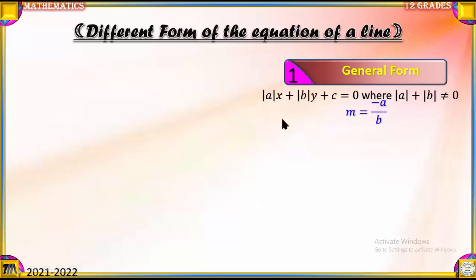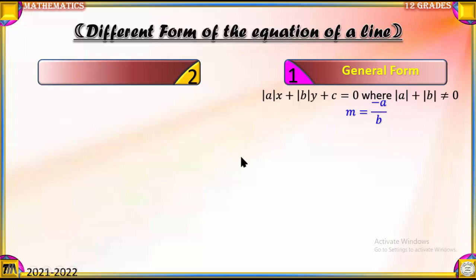The first one, general form, which is absolute value a x plus absolute value b y plus c equal to 0, where absolute value a plus absolute value b is not equal to 0. To find the slope here, we use this equation: m, slope, equals minus a over b.